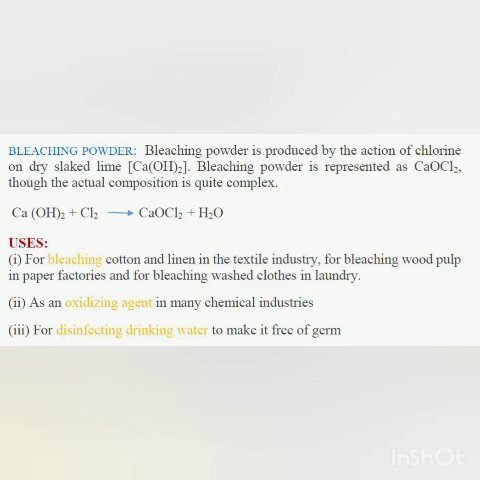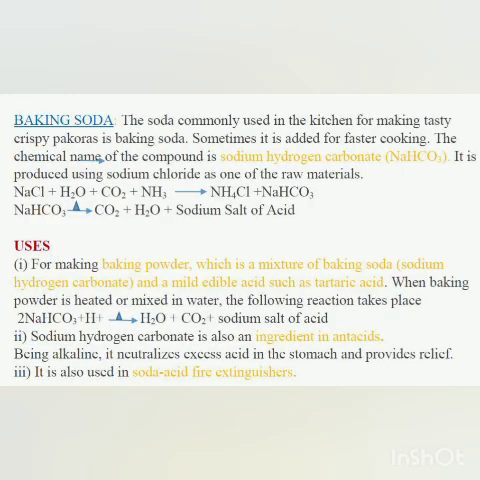Now we come to baking soda. All of you are aware that while preparing some foodstuffs, baking soda is used, and sometimes it is also added to speed up the cooking. The chemical name of baking soda is sodium hydrogen carbonate or sodium bicarbonate. It is produced using sodium chloride as one of the raw materials. I told you that sodium chloride is the main raw material in many chemicals.